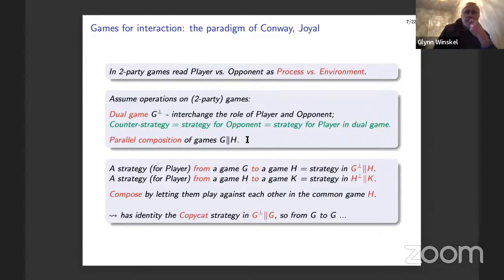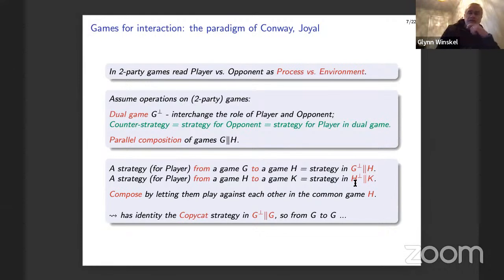And the idea that was underlying Conway's books on surreal numbers, on numbers and games, was that you could compose strategies in this kind of way. You could talk about a strategy for player from a game G to a game H as a strategy in the compound game got by taking the dual game of G in parallel with H. And if you had another strategy going from H to K, namely something in the compound game, the dual game of H in parallel with K, then informally, you could compose those strategies with each other by making them play against each other in the common game H, where one was making a move of player, the other would see that as a move of opponent, and vice versa.